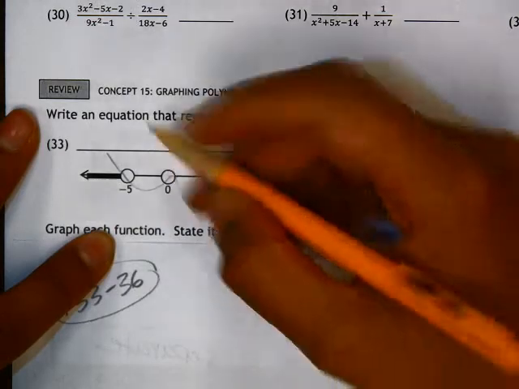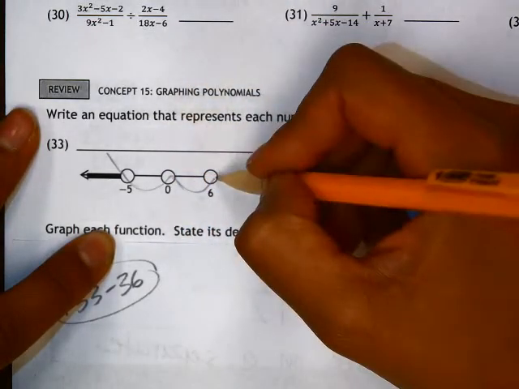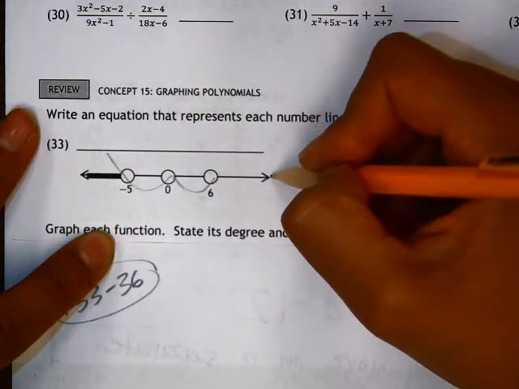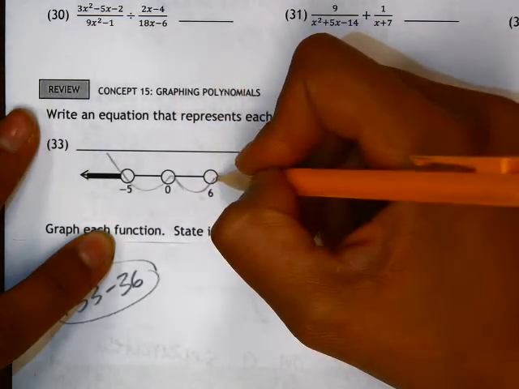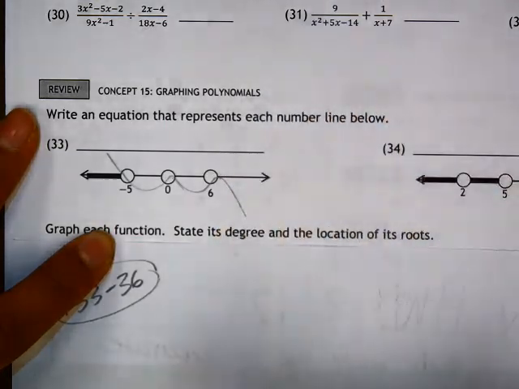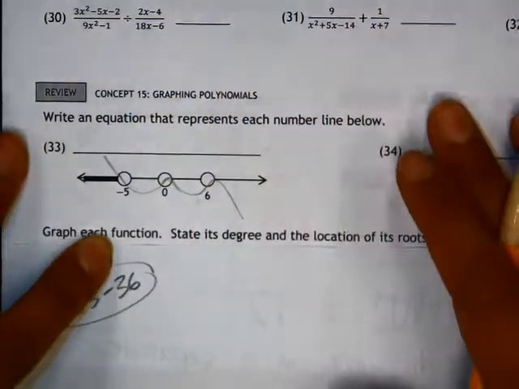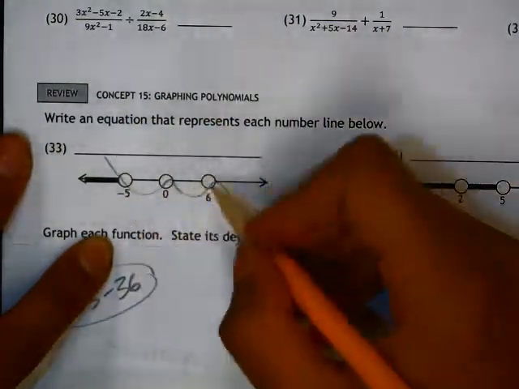So we can assume there's a bounce here. And after 6, numbers greater than 6, the graph still stays negative. So there's another bounce there. So we can kind of see what the sketch of the graph would look like. So now let's write the equation that corresponds with this.